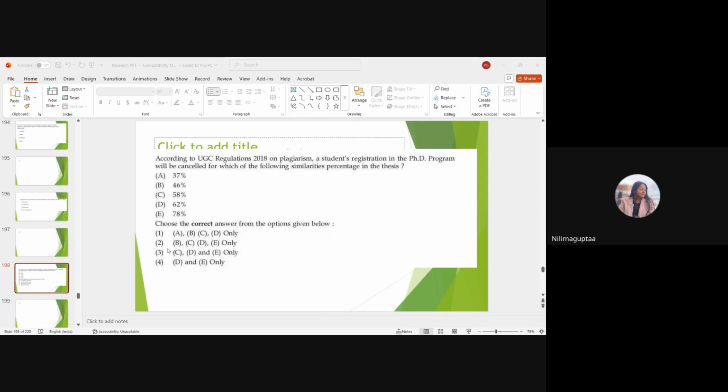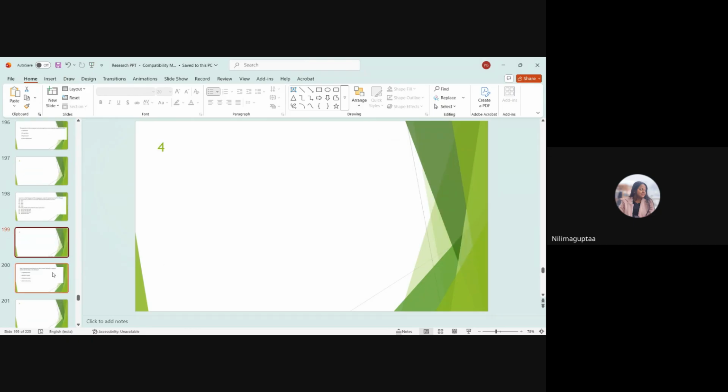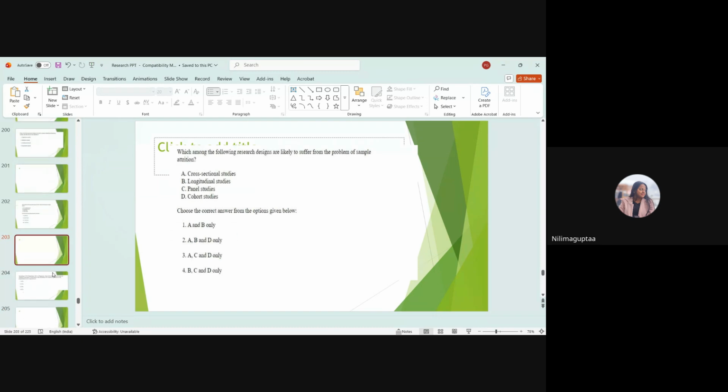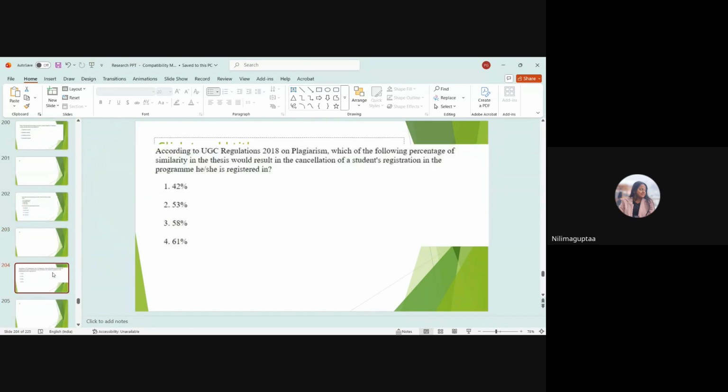That is 72 and 78, because as we studied from level 0, 1 to 3, 60 was the last. Post 60, if it is there, then obviously the registration will be cancelled in that case. So options B and E have percentage above 60, and that is how option D is the correct answer.